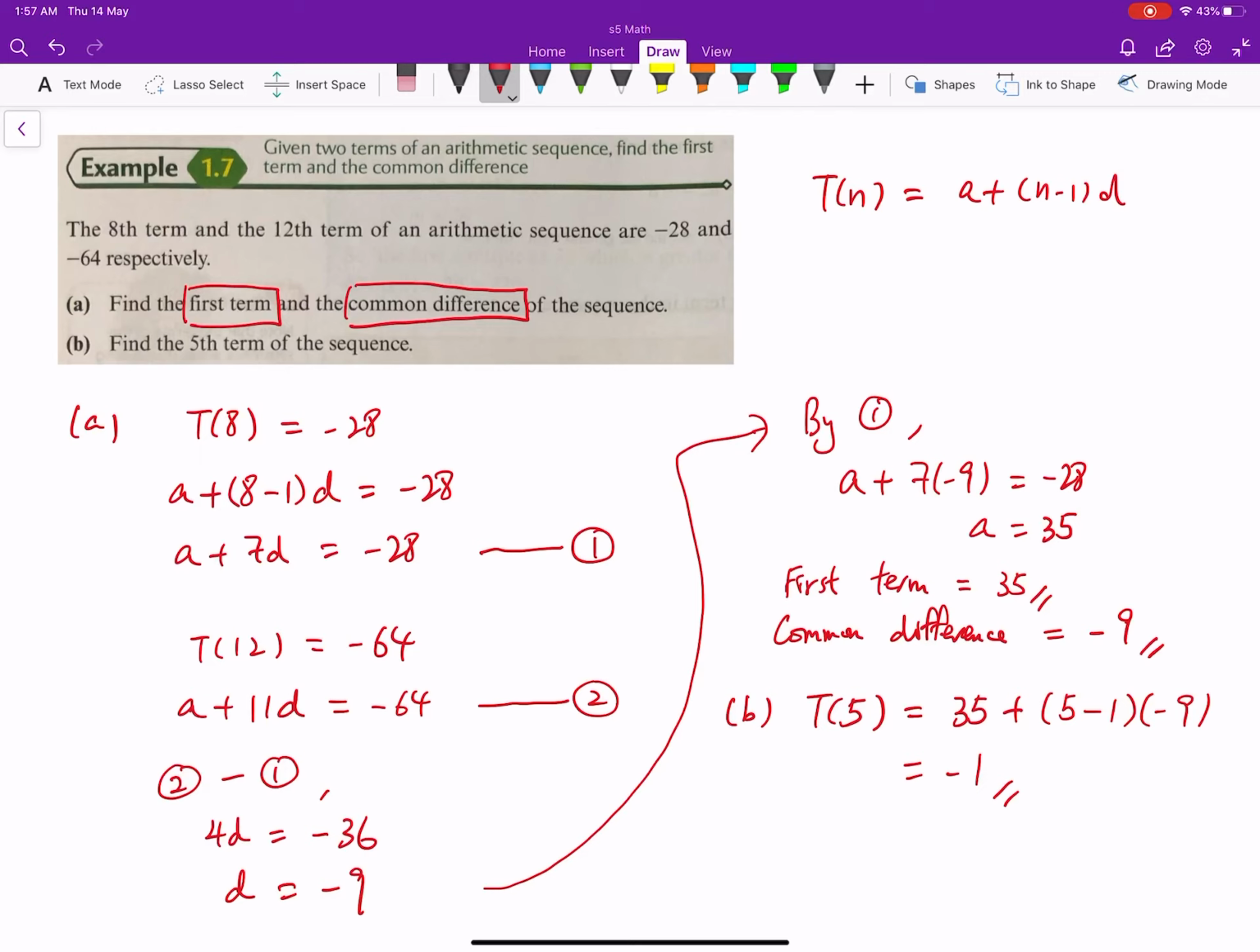So today we just end here, and we'll do similar questions. Please complete the questions given in the Google Classroom. And tomorrow we will talk a little bit more about the properties of arithmetic sequences. So see you tomorrow.